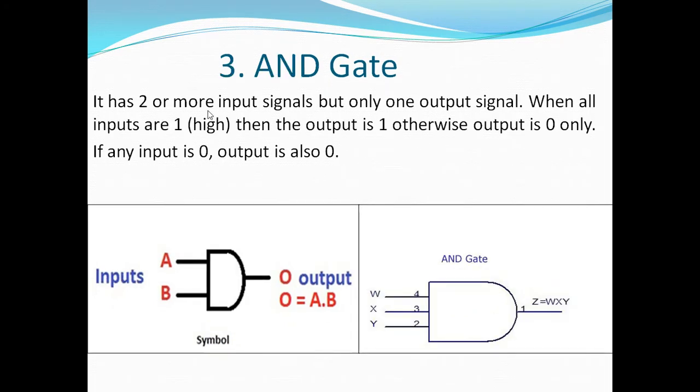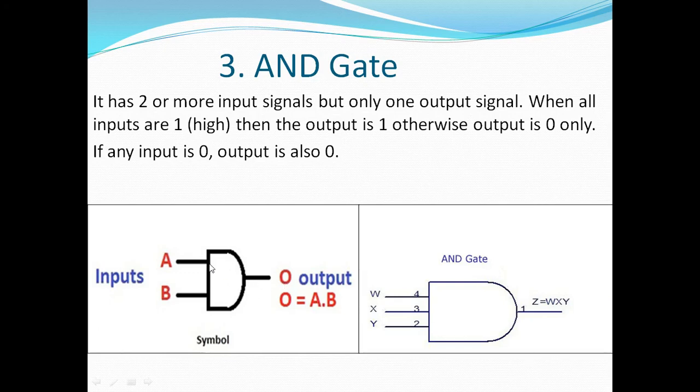Now next gate is the AND gate. In this also we have two or more than two inputs but only one output. When all the inputs are high, that means if both are high or 1, the outcome will always be 1. In logical multiplication, if all the values were 1, the output is always 1. But if a single input is 0, the output will always be 0.